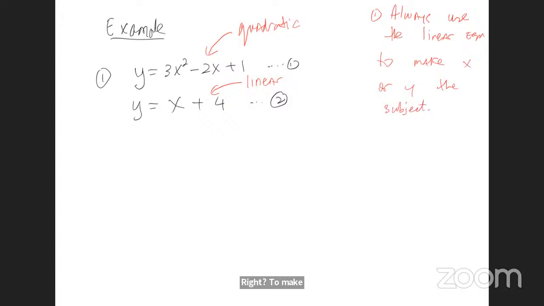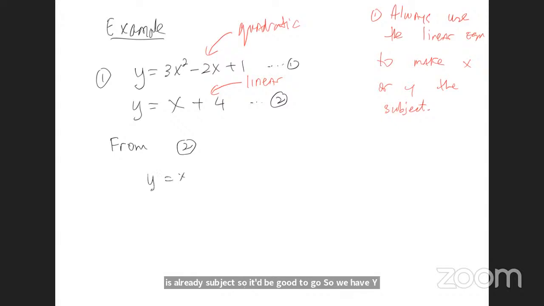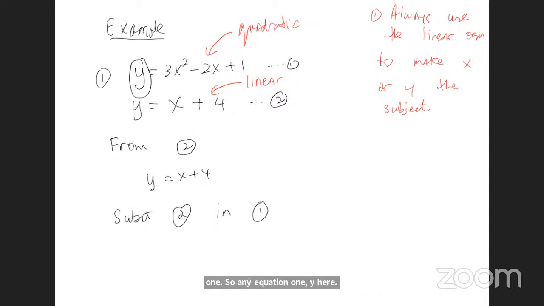So from equation 2, I'll make y the subject. But you recognize y is already the subject there? So we'll be good to go. So we have y is equal to x plus 4. Now I am going to substitute equation 2 in equation 1. In equation 1, I have y here. I am going to replace that y with x plus 4. So I'll end up with x plus 4 is equal to 3x squared minus 2x plus 1.